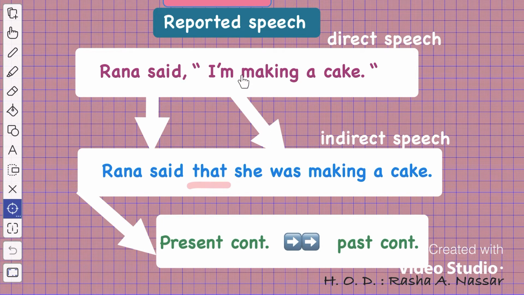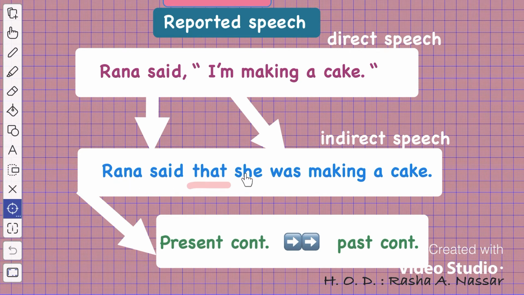And then I have here the pronoun I. When I have the pronoun I, I will change it to the pronoun that is found before the brackets. What is the pronoun found before the brackets? Rana. So Rana is she. This is only when you see the pronoun I. When you see the pronoun I, you will change the pronoun I into the pronoun that is before the brackets. So here Rana, she. So we will write Rana said that she.